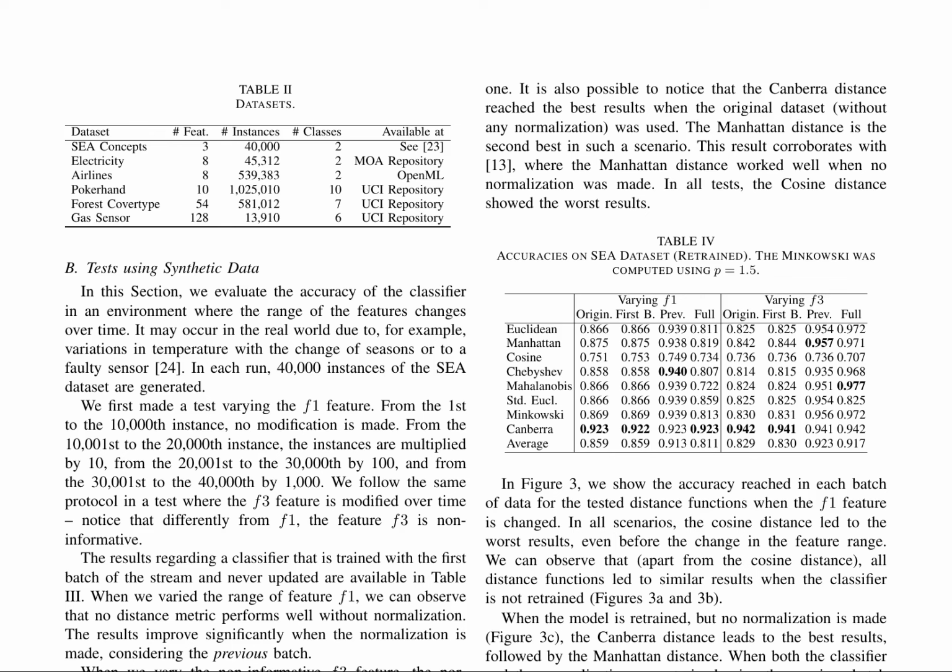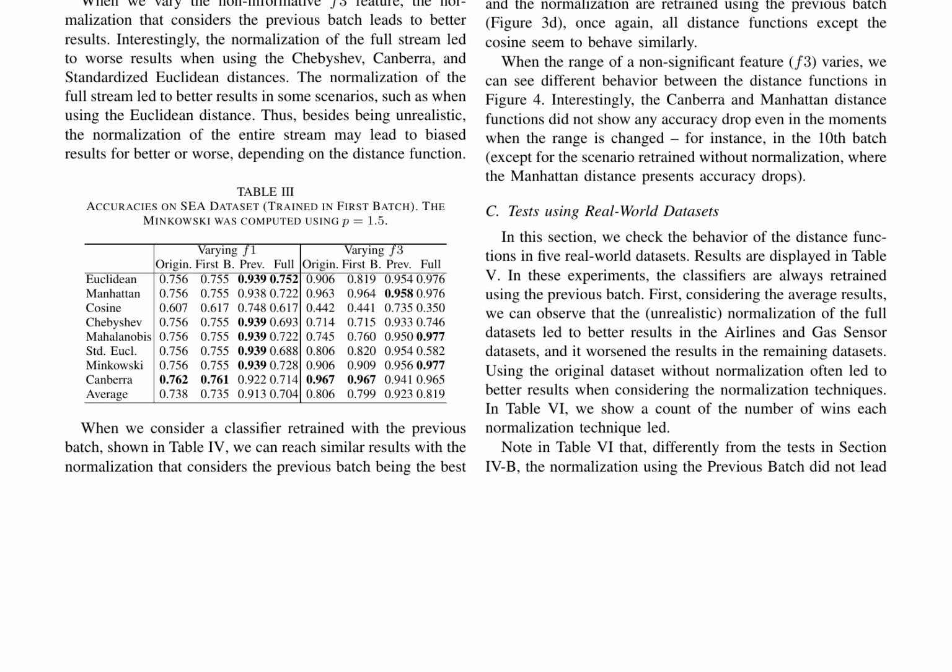The research further explores the impact of different normalization policies and distance functions on the performance of a KNN classifier in data streams. Using a synthetic dataset, C-concepts, the authors test the performance under different scenarios, including varying feature ranges and normalization policies. The results suggest that the choice of normalization technique significantly influences the classifier's accuracy, with the Canberra distance showing promising results in some scenarios.